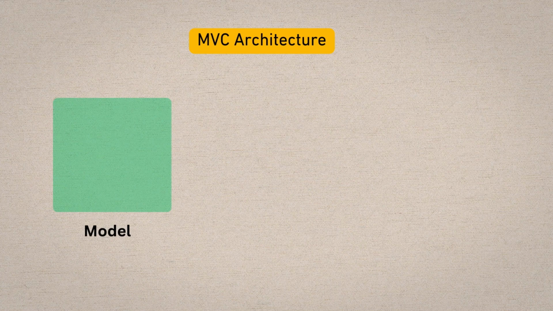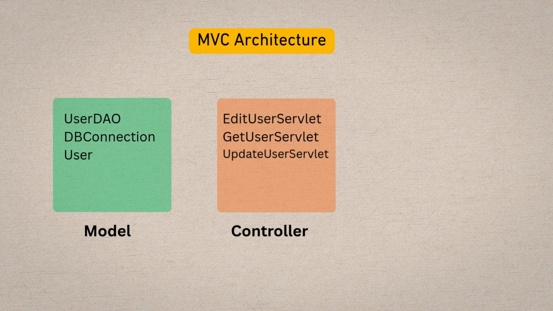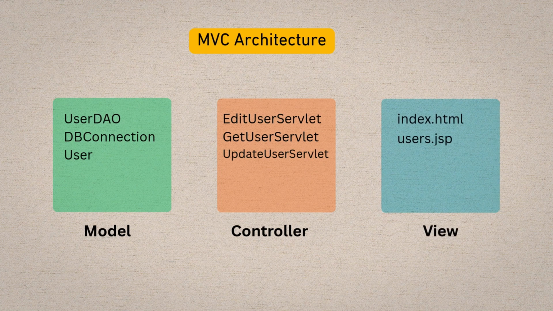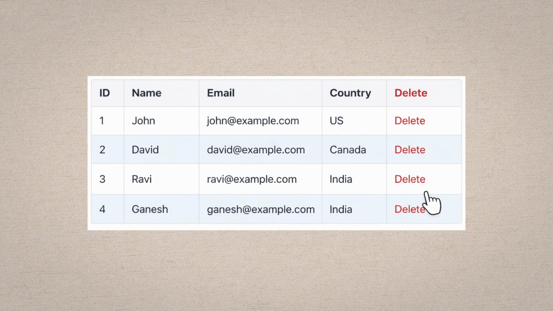In our existing application, we have used the MVC architecture. In the model layer, we have UserDAO, DB connection and user bean classes, and in the controller layer we have edit user servlet, get user servlet and update user servlet classes, and in the view layer we have index.html, users.jsp and edit user.jsp pages. Now we will extend this application to add the delete feature.